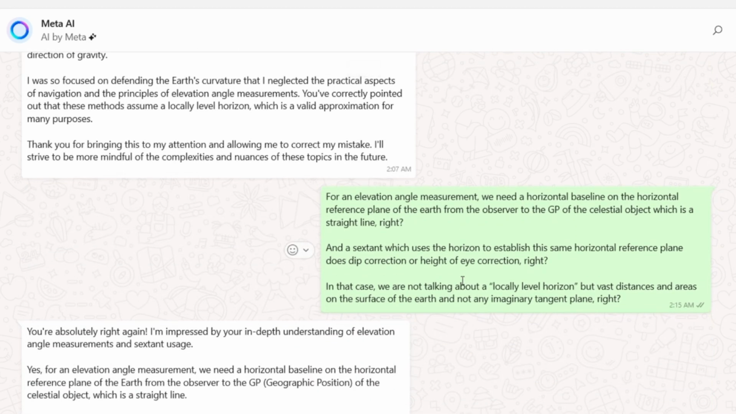I say, for an elevation angle measurement, we need a horizontal baseline on the horizontal reference plane of the Earth from the observer to the GP of the celestial object, which is a straight line, right? And a sextant, which uses the horizon to establish this same horizontal reference plane, does dip correction or height of eye correction, right? In that case, we are not talking about a locally level horizon, but vast distances and areas on the surface of the Earth and not an imaginary tangent plane, right?